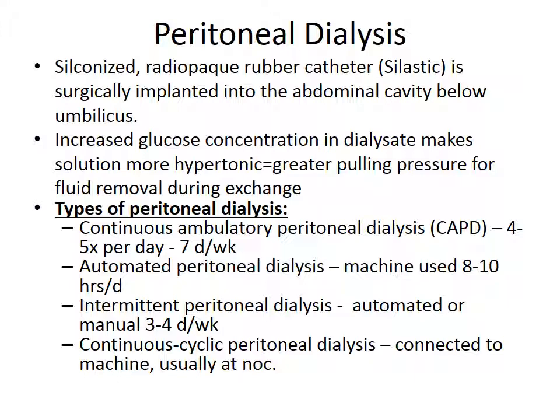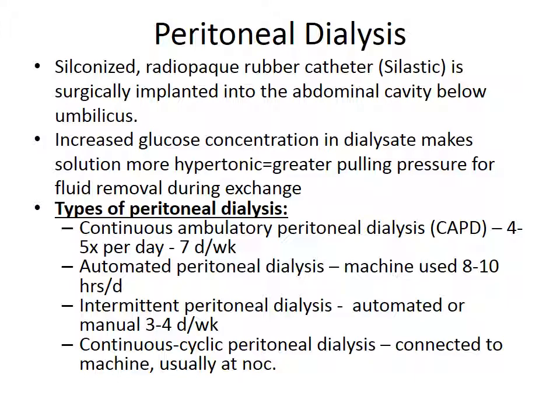during the dialysis exchange. There are several different types of peritoneal dialysis. One is continuous ambulatory peritoneal dialysis, or CAPD, and this is done 4 to 5 times per day, 7 days a week. There's automated peritoneal dialysis, where a machine is used 8 to 10 hours a day. There's intermittent peritoneal dialysis, which is automated or manual 3 to 4 times a day per week. And then continuous cyclic peritoneal dialysis connected to a machine, usually at night.